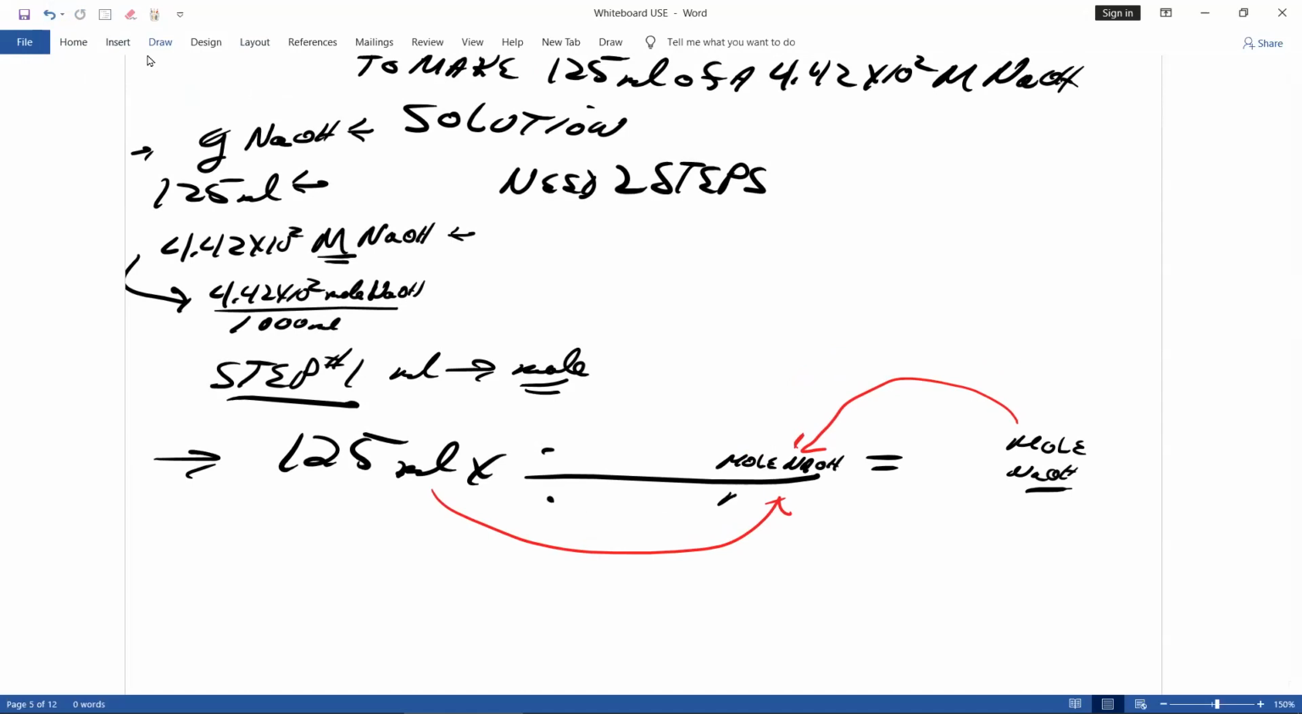Moles of sodium hydroxide and milliliters. Where do I get these numbers? Because I took the time to see capital M means molarity. And what does that mean? It means this: 4.42 times 10 squared moles of sodium hydroxide per 1,000 milliliters. Notice milliliters cancel out. I'm left with my right units.